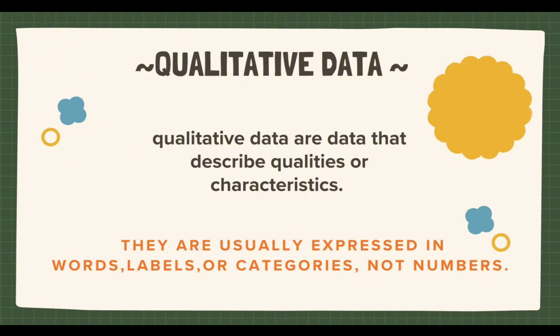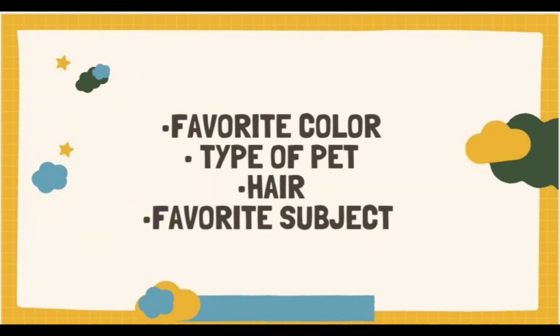Let's start with qualitative data. Qualitative data describes qualities or characteristics. It is usually expressed in words, labels, or categories, not numbers. So if you can describe it but not measure it, it is qualitative data. Examples of qualitative data are your favorite color, blue, red, green, or yellow. Then type of pet, dog, cat, or bird. Then your hair color, black or brown. Then your favorite subject.